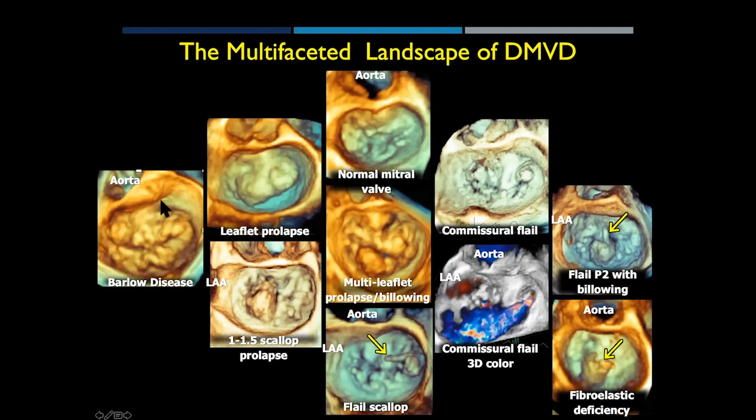We're looking at severely myxomatous thickened leaflets, and then leaflet prolapse, maybe 1.5 leaflet prolapse. You can have multi-leaflet prolapse with billowing, flail scallops, and even commissural flail, and then P2 flail, as you can see the ruptured cord here with billowing as well, and then here no myxomatous changes in the valve.